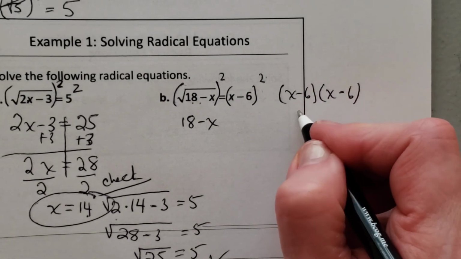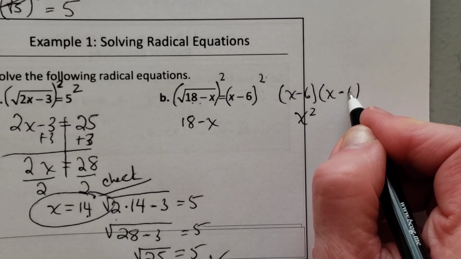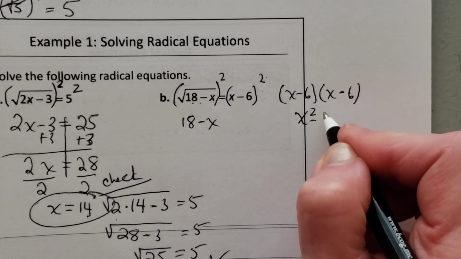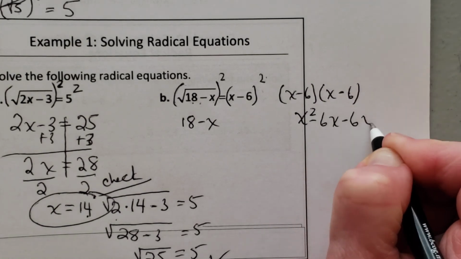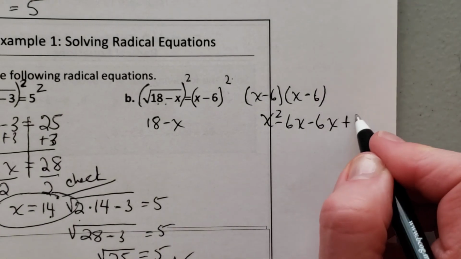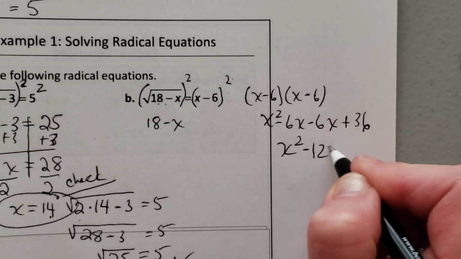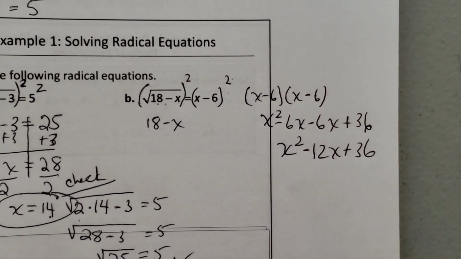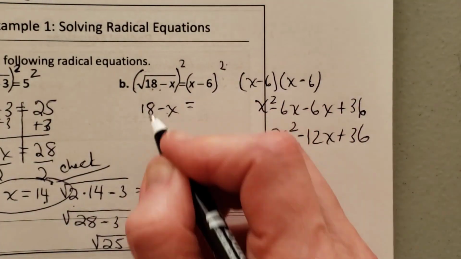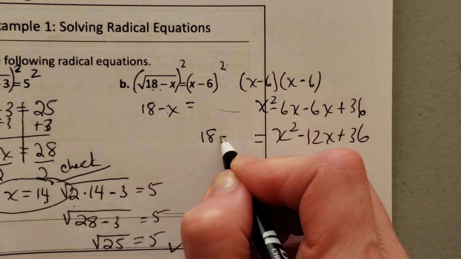So x times x is x squared. x times negative 6 is negative 6x. Negative 6 times x is negative 6x. So I have basically 2 of those, right? And then negative 6 times negative 6 is positive 36. So if I combine like terms, I have this. Okay? So now I'm going to bring down this. This was on one side of the equal sign, remember, and I've run out of room, so I'm just going to bring it down right here.